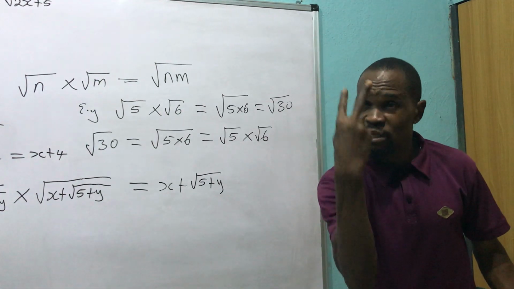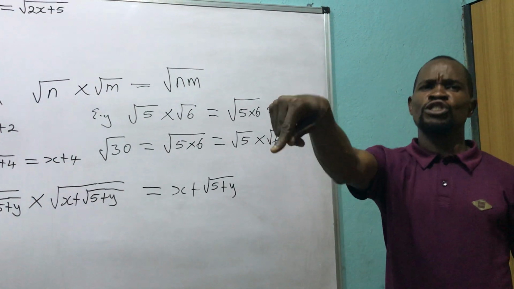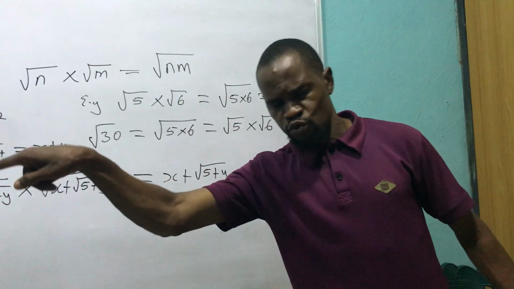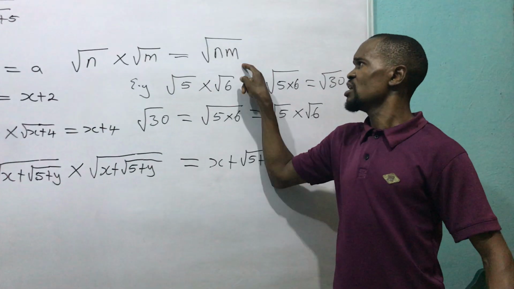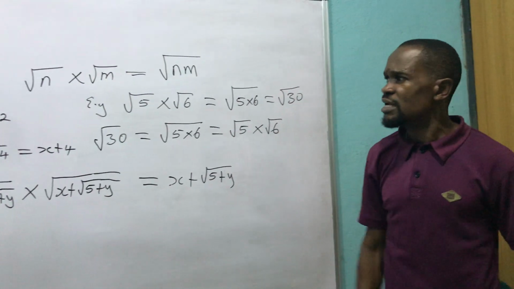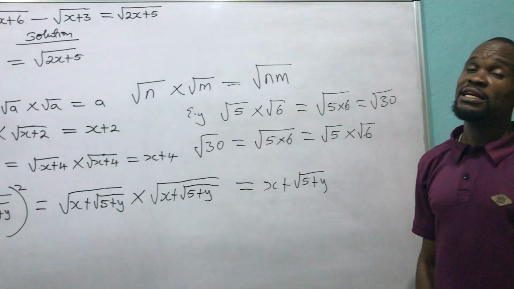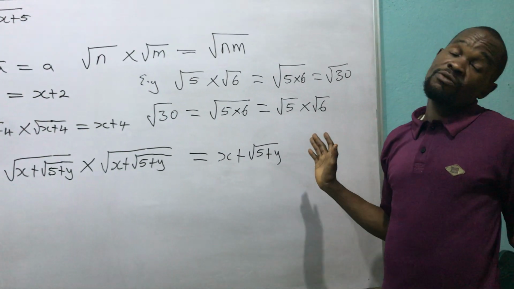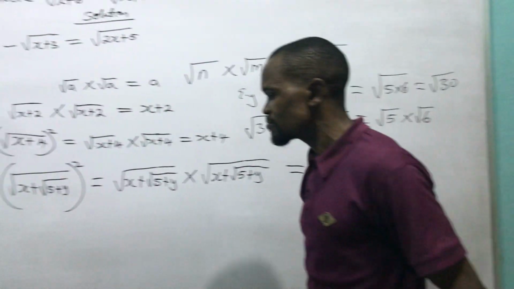If two unlike surds multiply themselves, it will leave me with the product of what is inside the surds, and it will carry the surd. And when they multiply themselves, they will leave me with what is inside the root. I think we are satisfied. Let's go back to our question here.